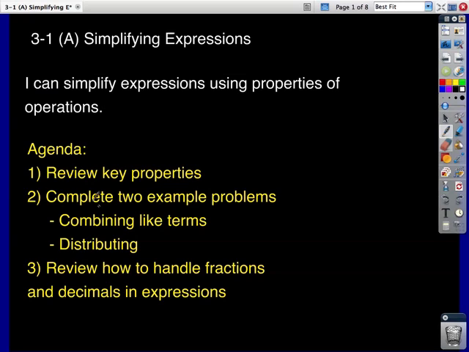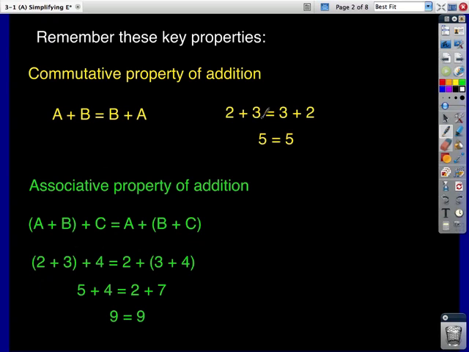Okay, anyways, the I can statement is simply to simplify expressions using properties of operations. Here's your agenda. I won't bother reading the whole agenda out loud to you, but basically we're going to just do a little review, examples, and that's about it. Okay, to understand what we're going to do today, you've got to understand some properties of addition and multiplication.